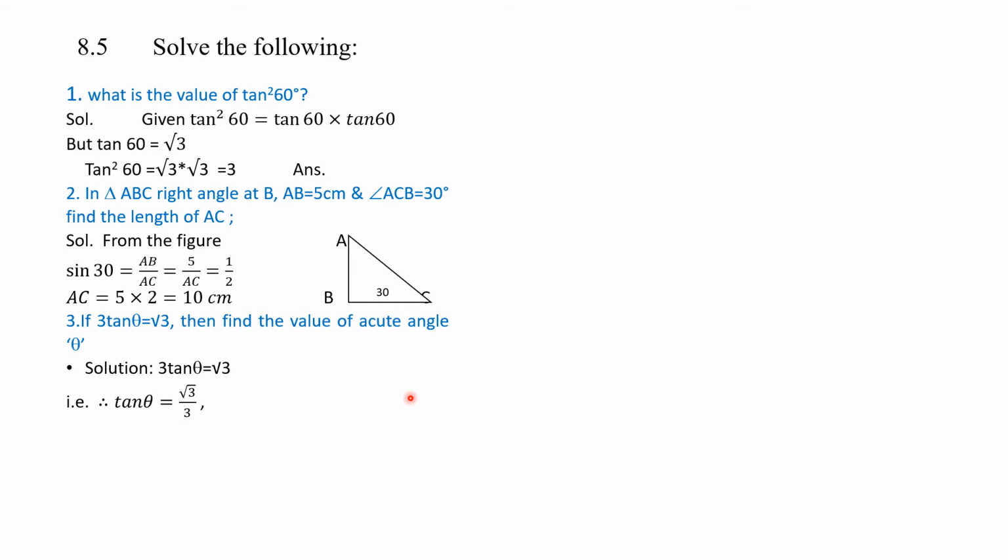Question number 3. If 3 tan theta is equal to root 3, then find the value of acute angle theta. Given 3 tan theta is equal to root 3. Therefore, tan theta is equal to root 3 by 3. If we simplify it, tan theta is equal to 1 over root 3. We know if tan theta is 1 by root 3, theta is equal to 30 degrees. Theta is equal to 30 degrees.